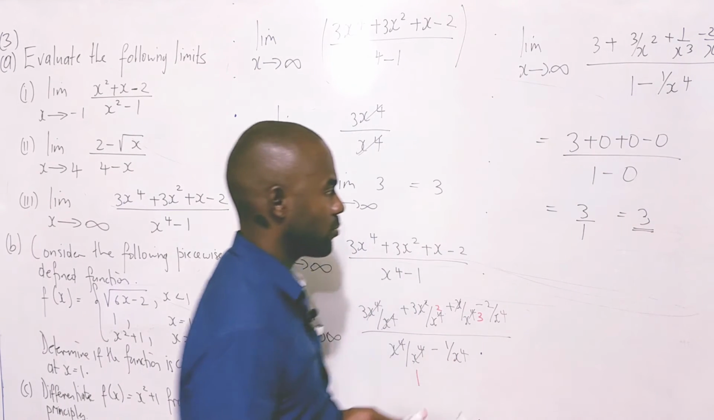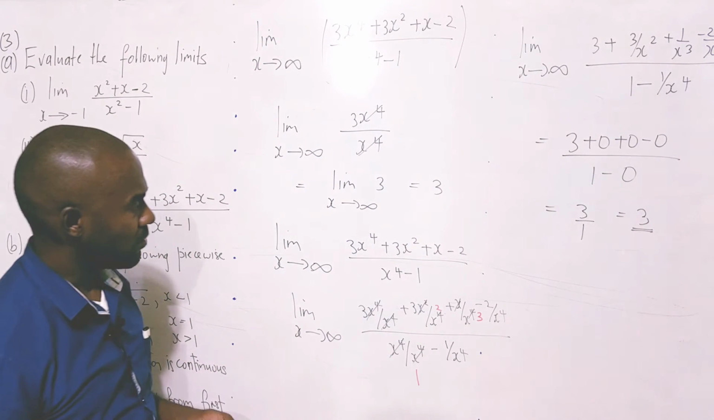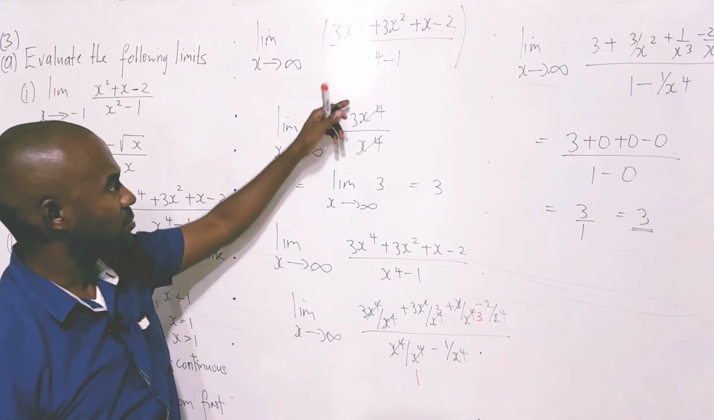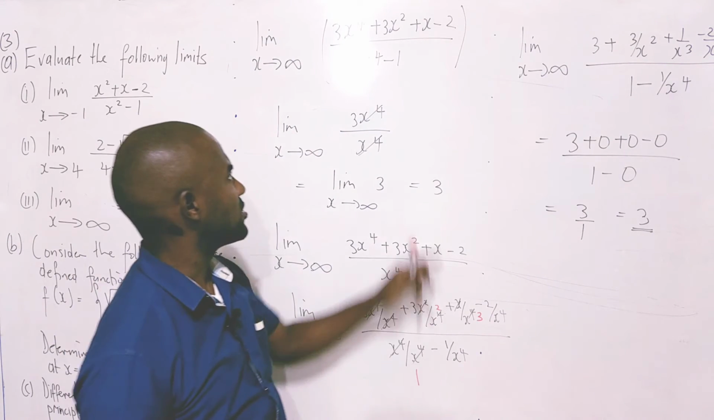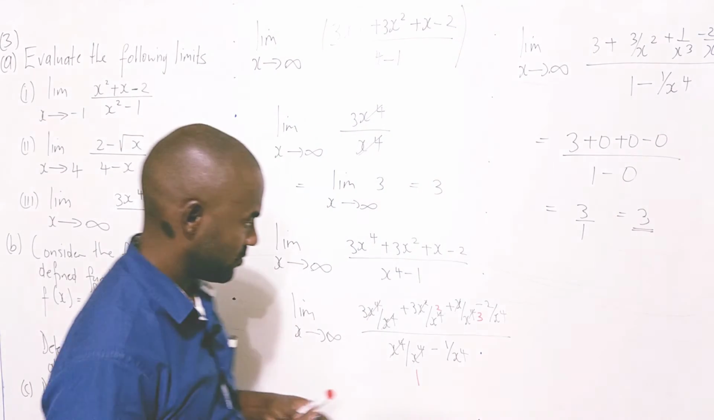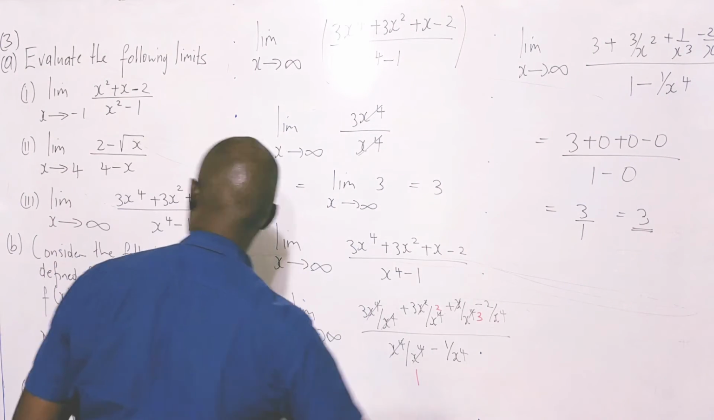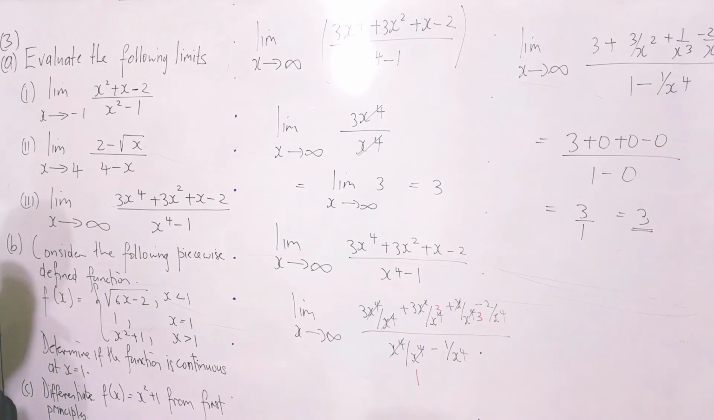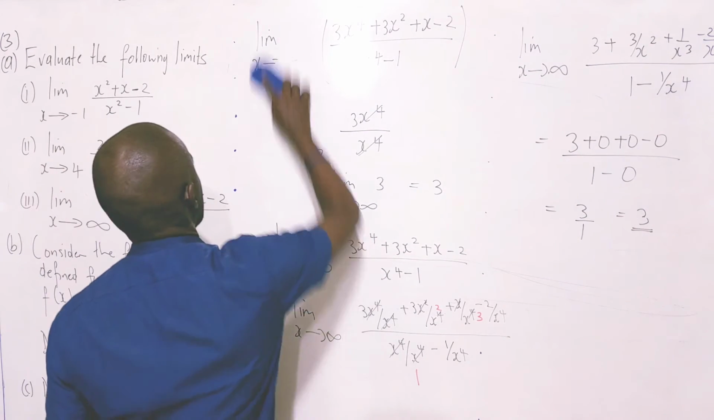So using another approach, the limit is the same as what we did before. As x approaches infinity, this function approaches 3. So that is part A of the question. We'll move on to part B.